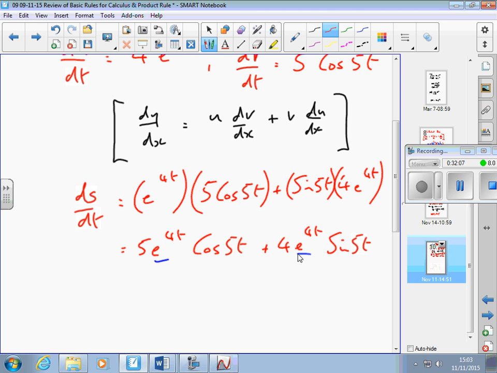So ds by dt finally equals e to the 4t outside the bracket, times 5 cos 5t plus 4 sine 5t.